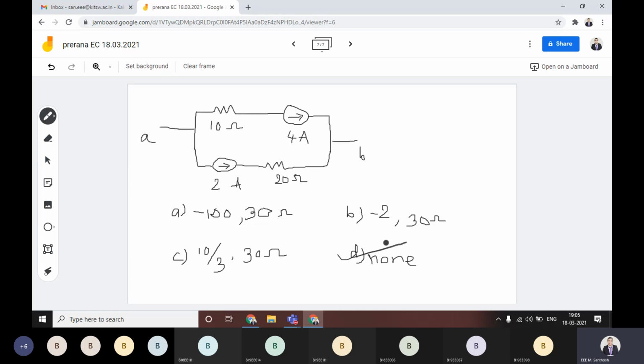I hope you are understanding this stage. Solve more problems related to all these topics: source transformation, star to delta, all those problems. Solve more, then only you can go for the network theorems. I hope you learned something from this class. We'll meet in the next class.